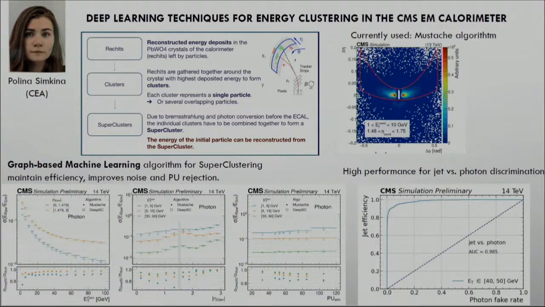Right now, in the current algorithm, there is a pattern in delta eta and delta phi, where you have this mustache shape where the algorithm decides to group the clusters together, but it's a little bit rigid. Here, a graph-based machine learning algorithm was tested to do this grouping instead, which is much smarter and actually gives you improvement in energy resolution, immunity to pileup, and particle identification.